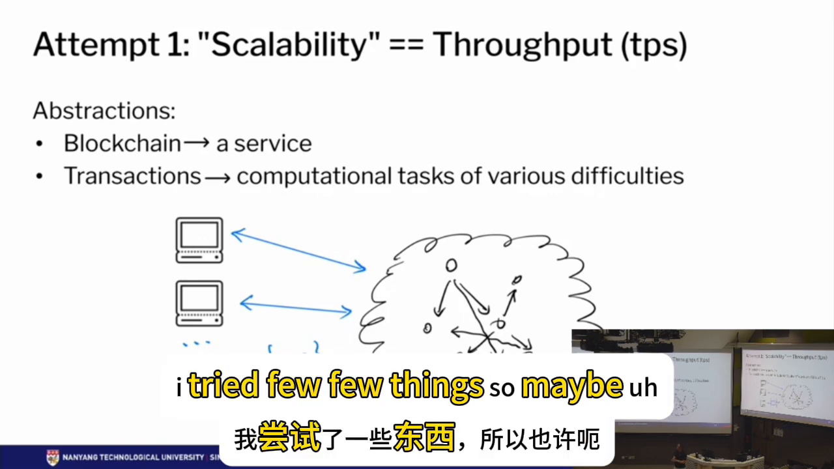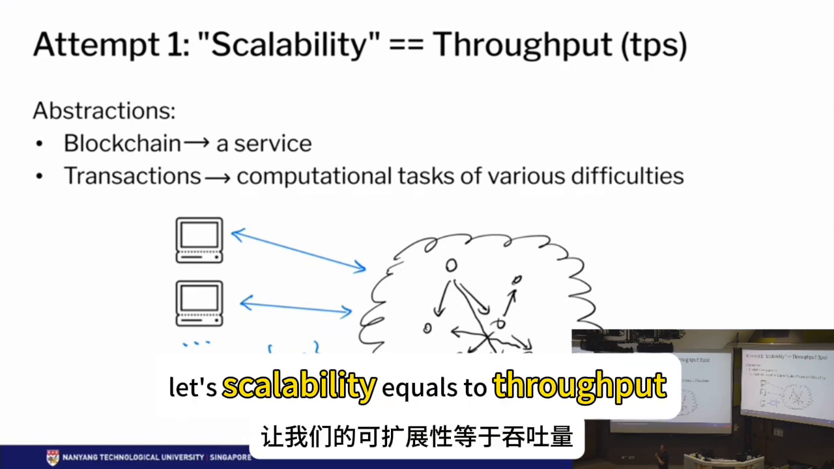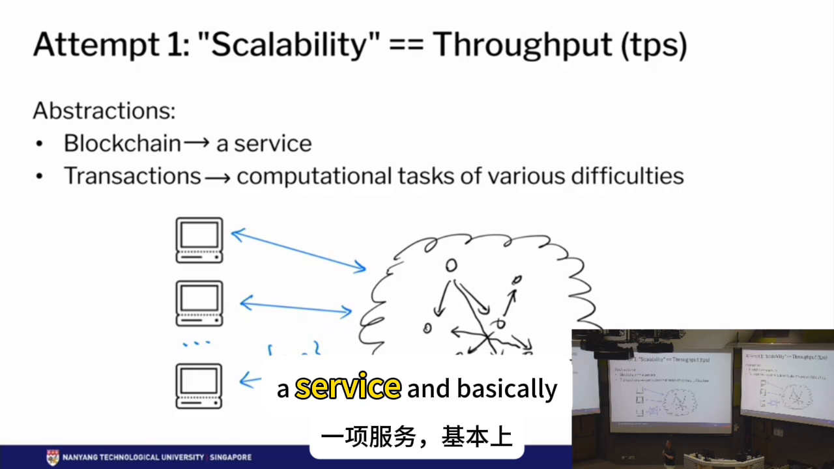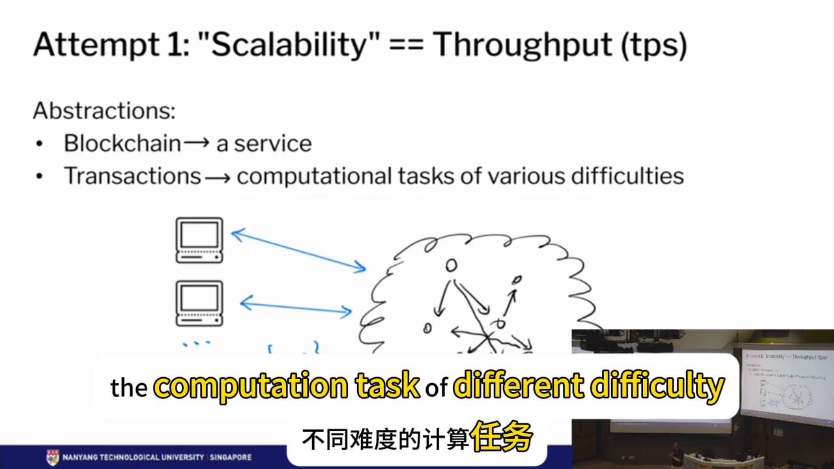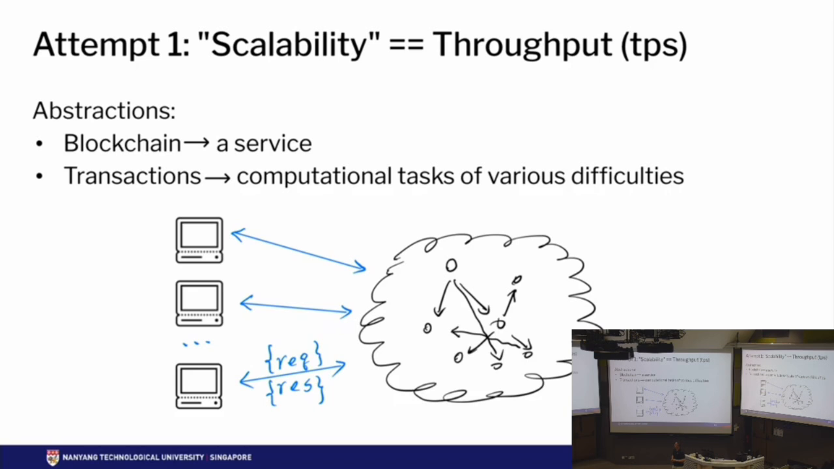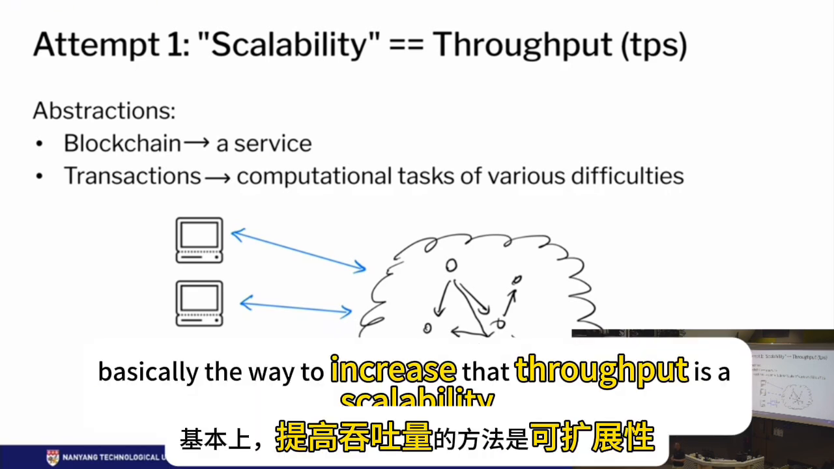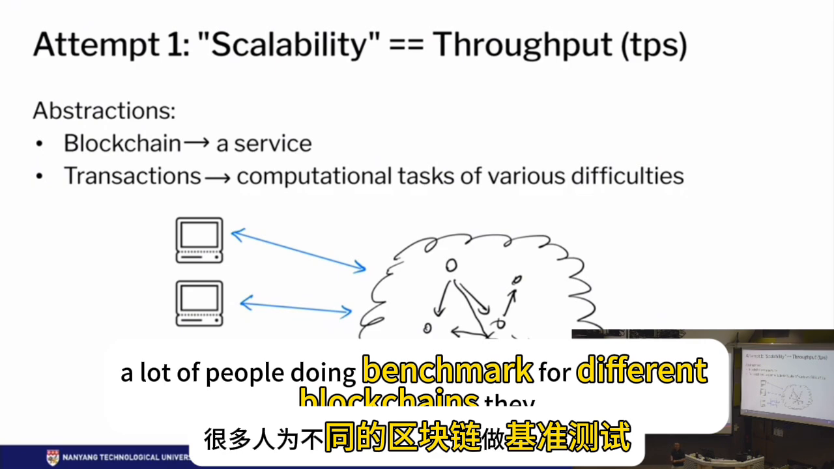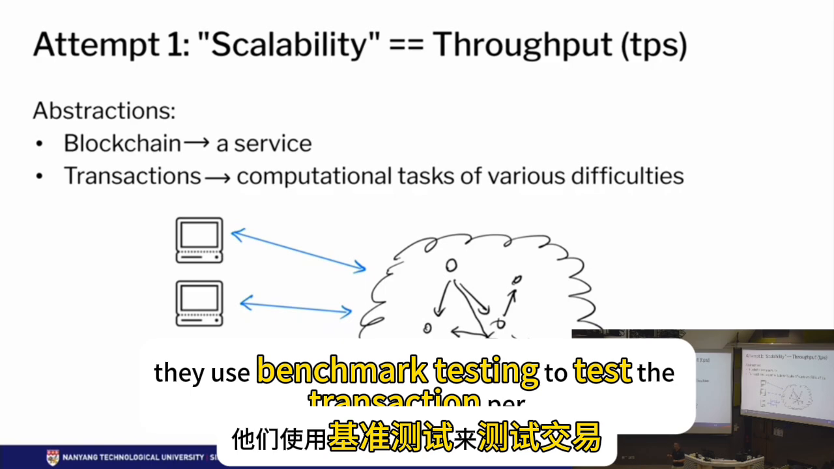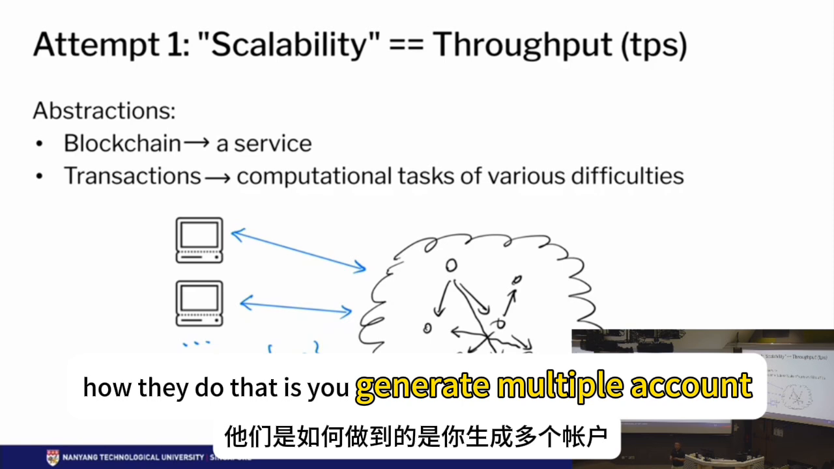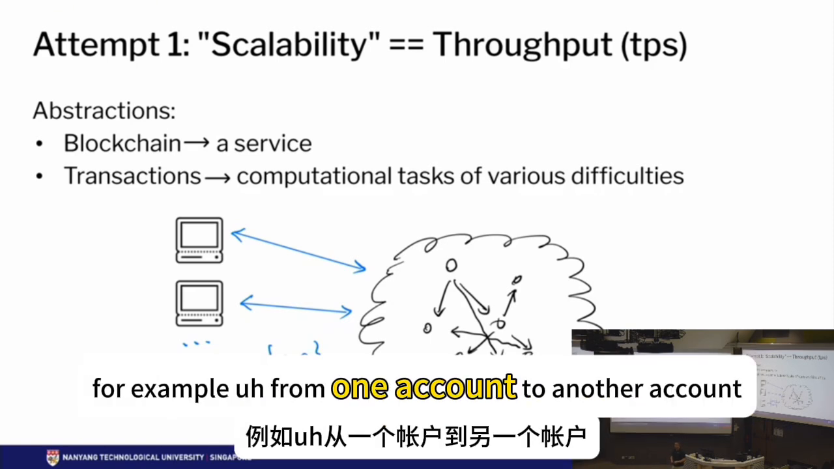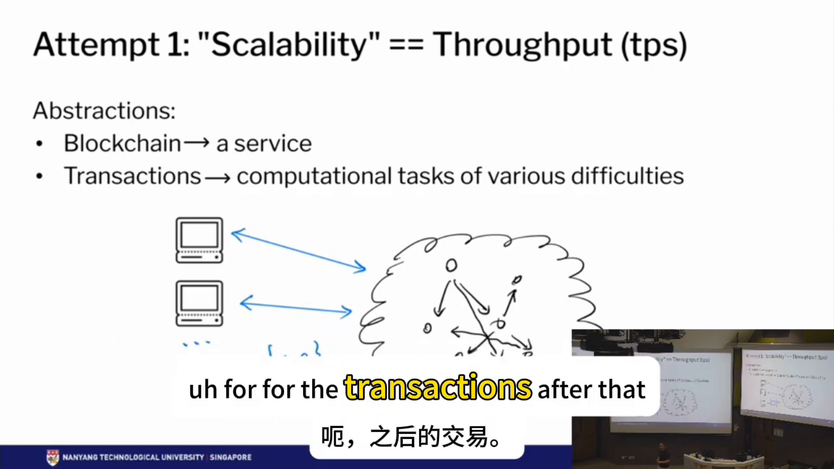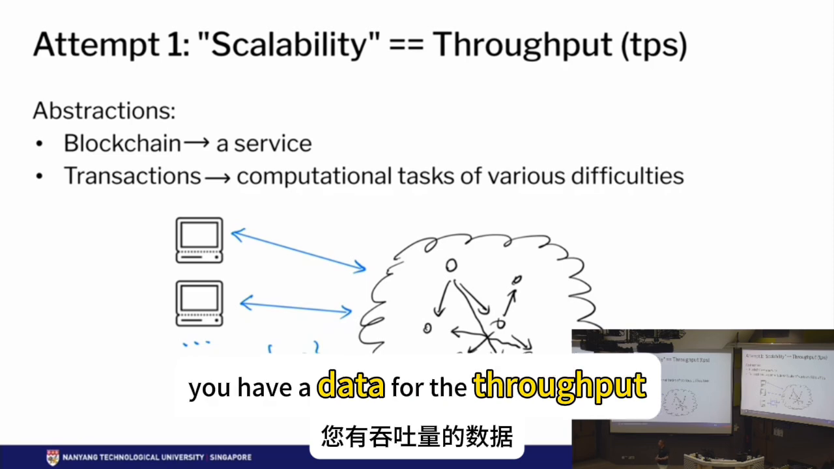I tried a few things. Maybe the first attempt is scalability equals throughput. If we think of a blockchain as a service, and the transactions are the computation tasks, then the way to increase throughput is scalability, right? It's pure throughput. A lot of people do benchmarks for different blockchains, testing transactions per second. Basically, you generate multiple accounts and transfer from one account to another, create 1,000 accounts, and see how long it takes to finish the transactions. After that, you have data for the throughput.